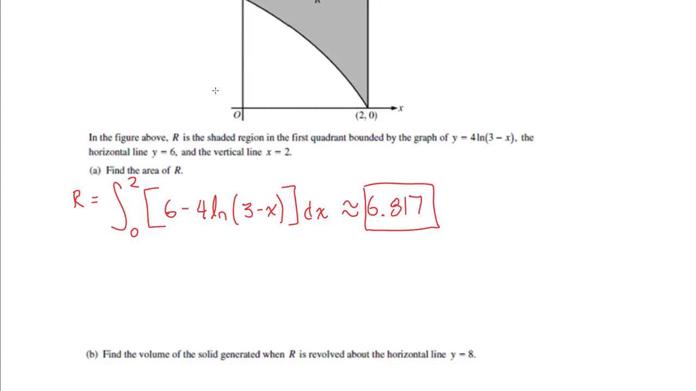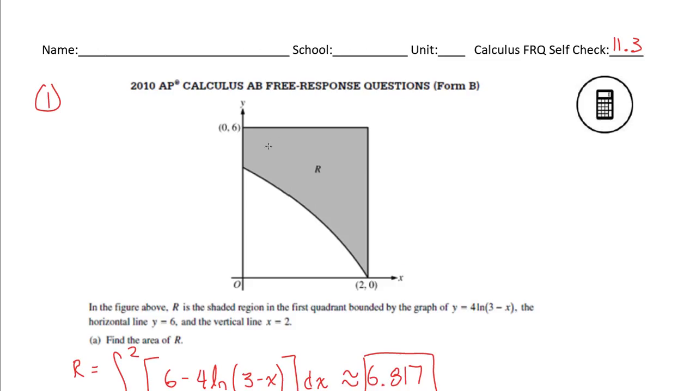Alright, moving down. Find the volume of the solid generated when R is revolved around y equals 8. So where is y equals 8? On the graph up here, we have the y coordinate 6, so our line for y equals 8 is somewhere right about there. So we're going to be looking for the outside function. The outside function is now this bottom one, and that's the top one.